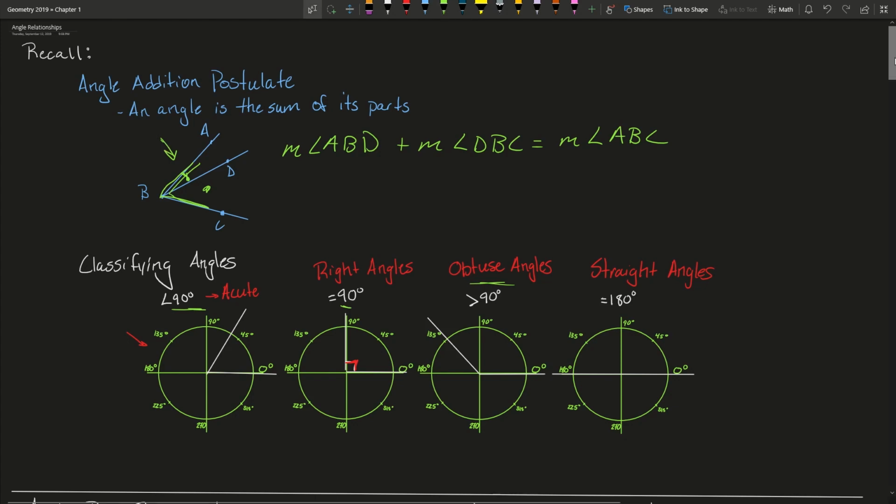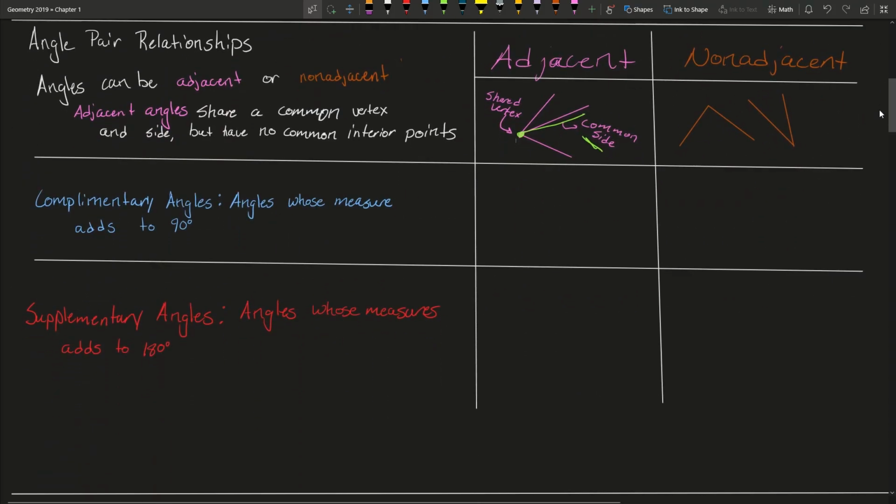So now let's talk about angle pair relationships. Angles can be adjacent or non-adjacent to one another, where adjacent means they share a common vertex and side but have no common interior points. So in this pink figure here, they do share a common side and they share a common vertex. A non-adjacent angle does not share a common side or does not share a common vertex.